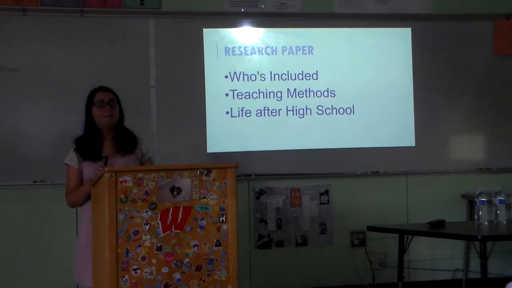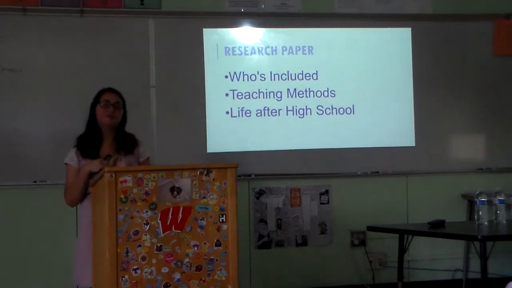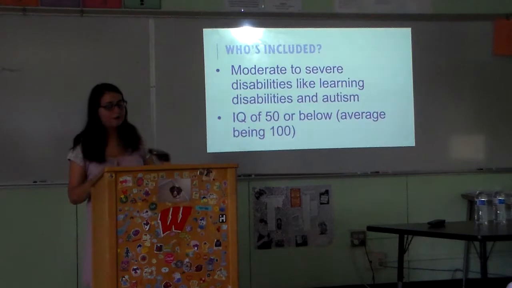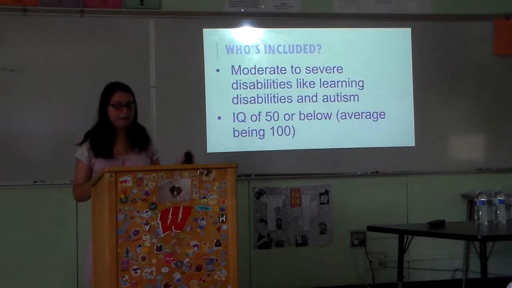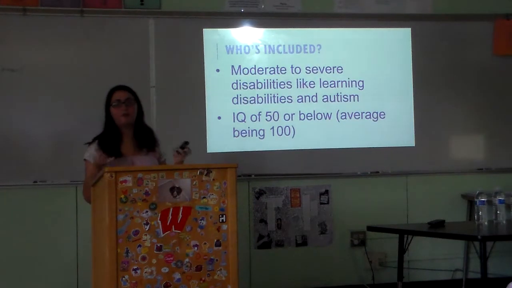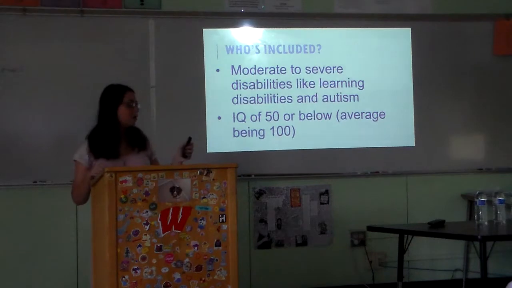Now, one big component of Capstone is your 11-page research paper. Before working in the life skills classroom, I had to know who's included, the different teaching methods used by the teacher, and their life after high school. To start off, I needed to know who's included. It mainly are students with moderate to severe disabilities, such as learning disabilities, autism, Asperger's, Down syndrome, or their IQ is 50 or below, with the average being 100.